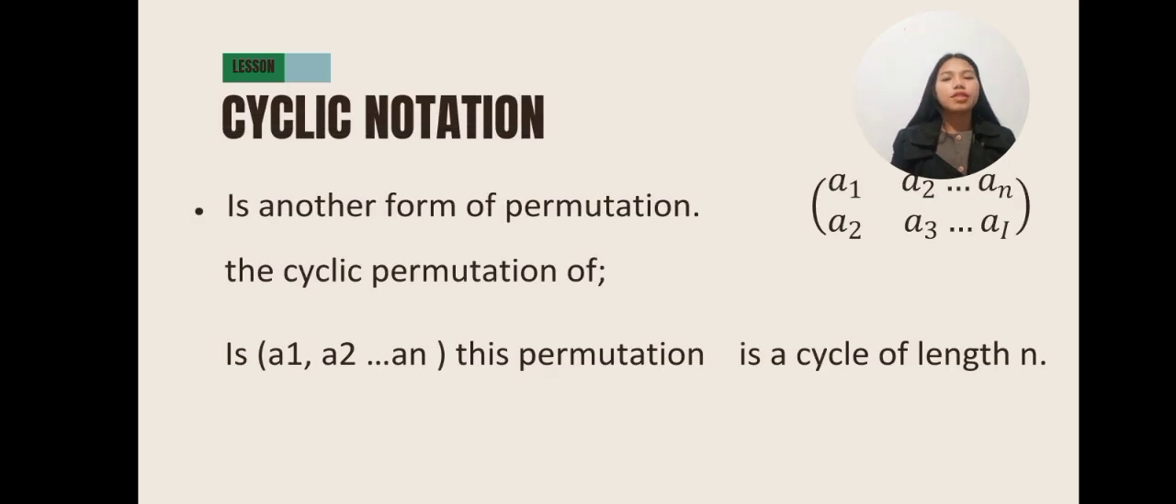Okay, cyclic notation. We all know that cyclic notation is another form of permutation. The cyclic permutation of a1, a2, up to an is the cycle decomposition of a1, a2, and an. This permutation is a cycle of length n. So to understand this further, we have here some examples.